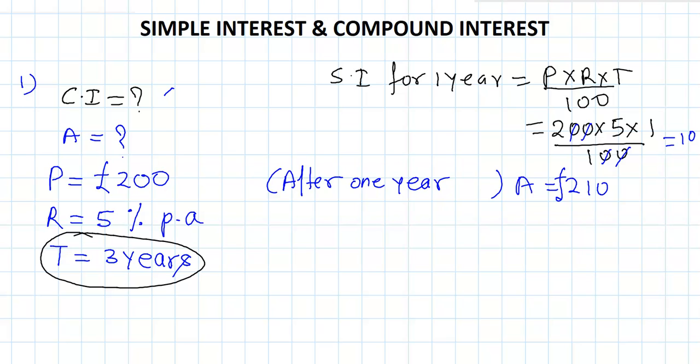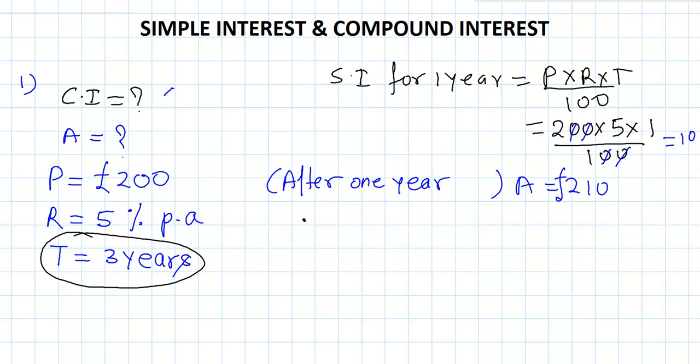Is it automatic? Yes, after 1 year, automatically. Whatever money is sitting in an account, the bank is going to pay interest on that. Now, simple interest for the second year. Again, we are going for simple interest for the second year.